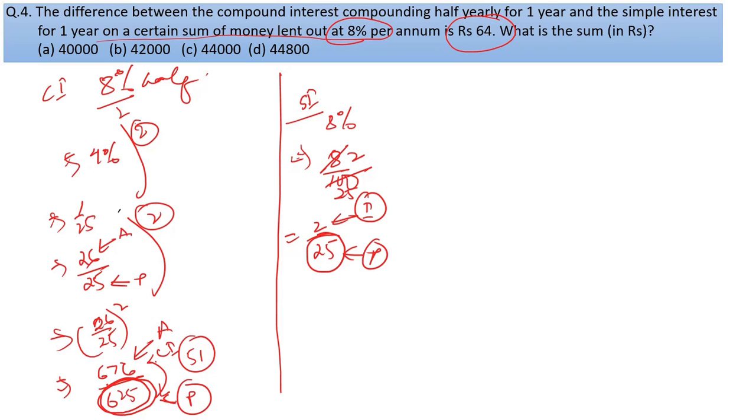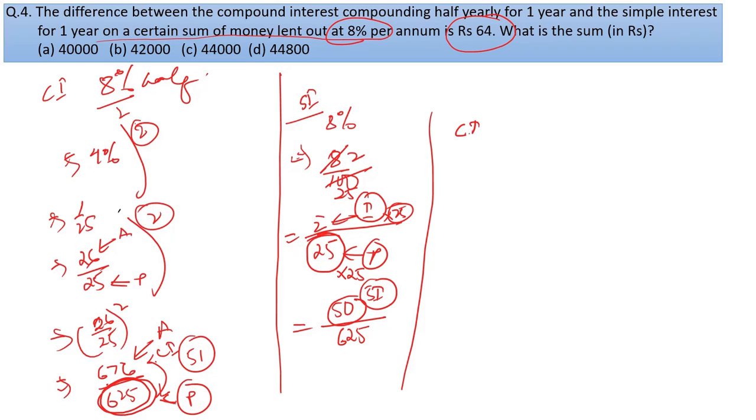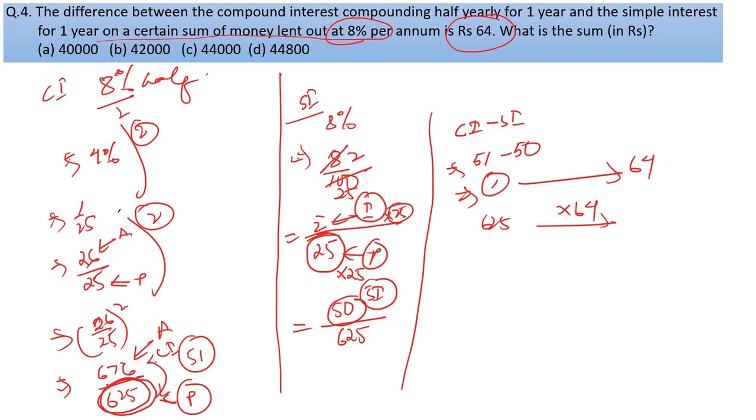So in order to get 625, we multiply here by 25, and then we have 25 into 25 is 625, and then if we multiply here by 25, then we should multiply here by 25, that is 50. So this one is the interest, simple interest. Here we have compound interest minus simple interest equal to 51 minus 50, that is 1 unit. If 1 unit is rupees 64, then the question is saying find the sum. The sum is 625 into 64 will be giving 40,000. So option A is our correct answer.